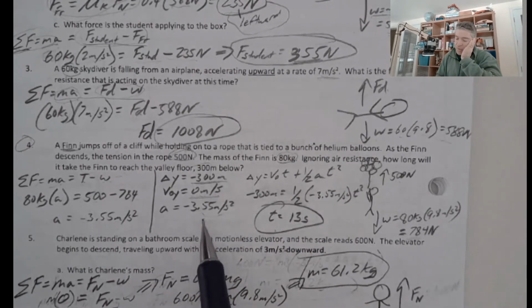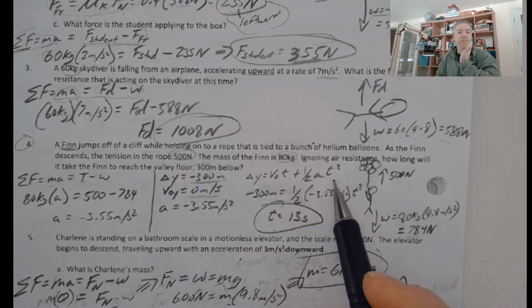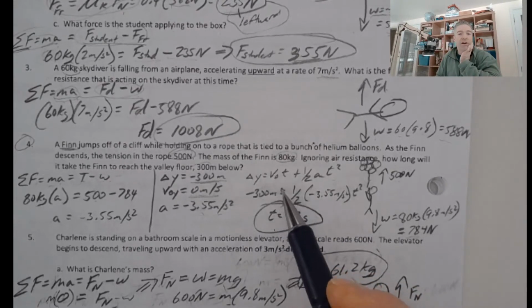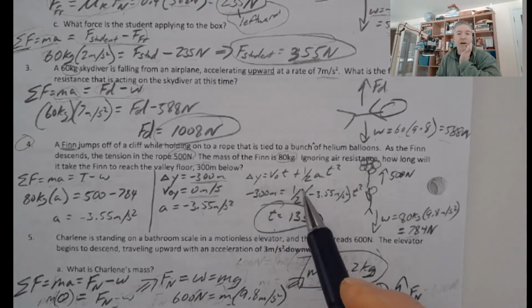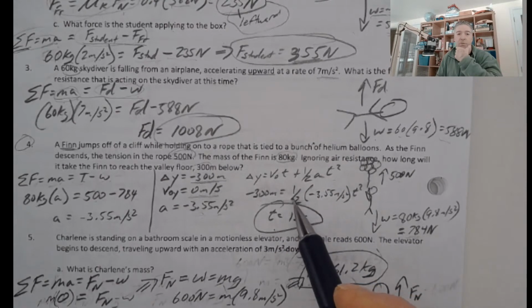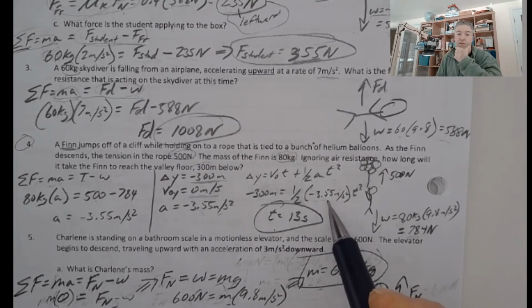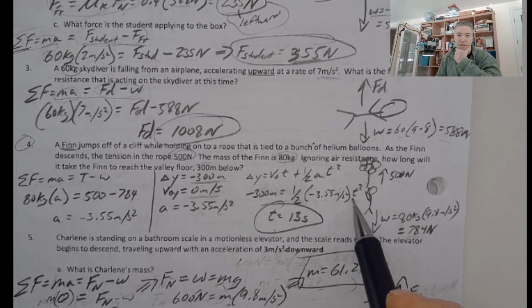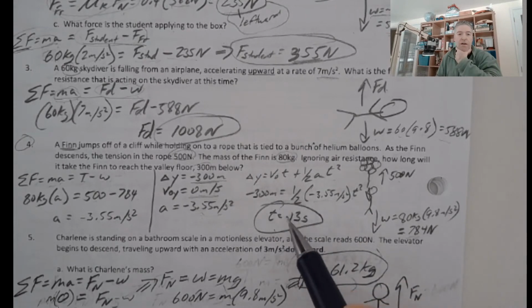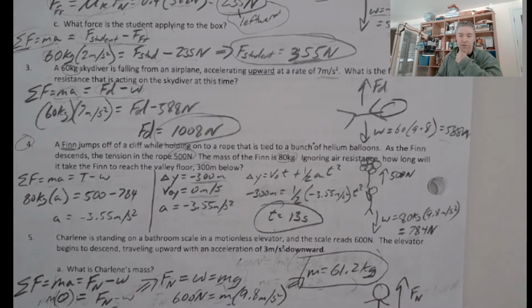And once I've got acceleration, I can plug that into this displacement formula. The initial velocity is 0, so these terms go away. And I have 1/2 times acceleration, make sure that's negative, times t squared, don't forget the squared. So t comes out to 13 seconds.